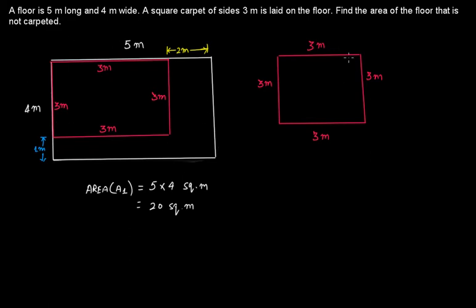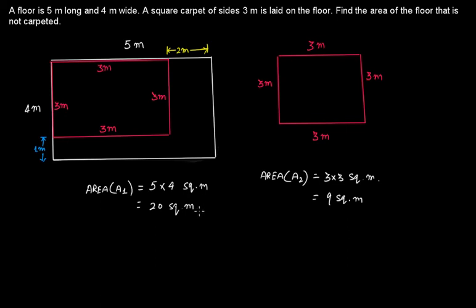When we lay down this carpet here, it has covered some area. What will be the area covered? That will be the area of this square. So if A2 is the area of this square, that will be 3 times 3 square meter, you'll get 9 square meter. The area of this square carpet will be the area covered when this carpet is laid down on this floor. So 9 square meter area is covered out of this 20 square meter.